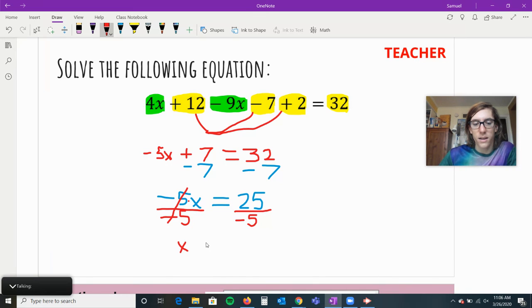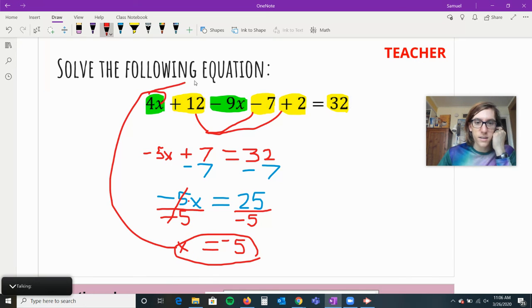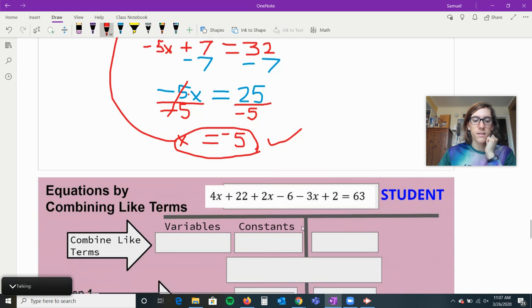So now it's just 1x equals 25 divided by 5 is 5, and a positive divided by a negative is a negative, because we have an odd number of negative terms. So there's our answer. X equals negative 5, and I could always plug it back into these x's, multiply, and see if I get a true statement up here. If you do, you know that you got it correct.